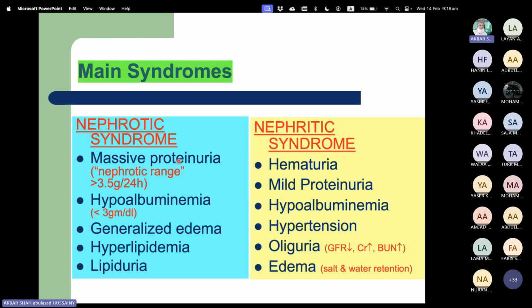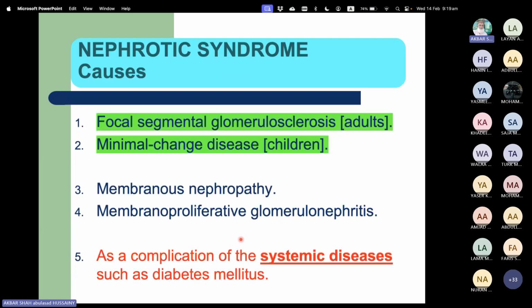These are the main features. There are many other features also. In nephritic syndrome, the main feature is hematuria, mild proteinuria, hypertension, decrease in the urine output due to decreased GFR, creatinine is high, blood urea nitrogen is high. Patient may develop edema at a later stage. Edema is not a prominent feature of nephritic syndrome. So nephrotic syndrome is our main target in the clinical features.